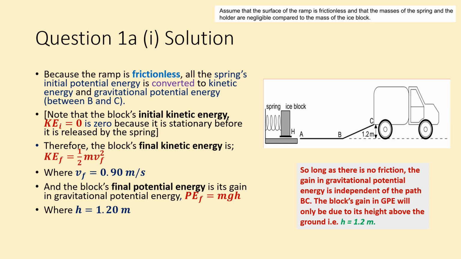So that's why we can conclude that the gravitational potential gained by this ice block is purely determined by that h value. The length of that ramp doesn't affect it, right?